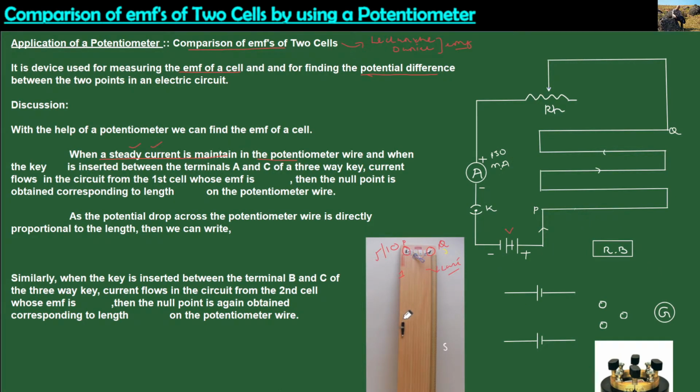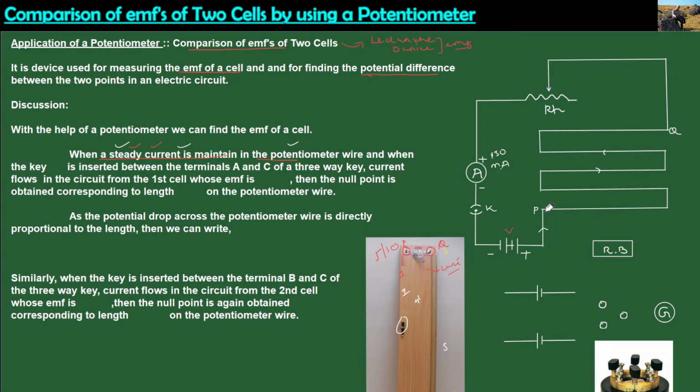With the help of the pencil jockey, if you touch the jockey to the first wire, or to the fourth wire, the current will always read 50 milliamperes, which means a steady current should always be maintained on the potentiometer wire. Having said that, we will now try to compare the EMF of these two cells.